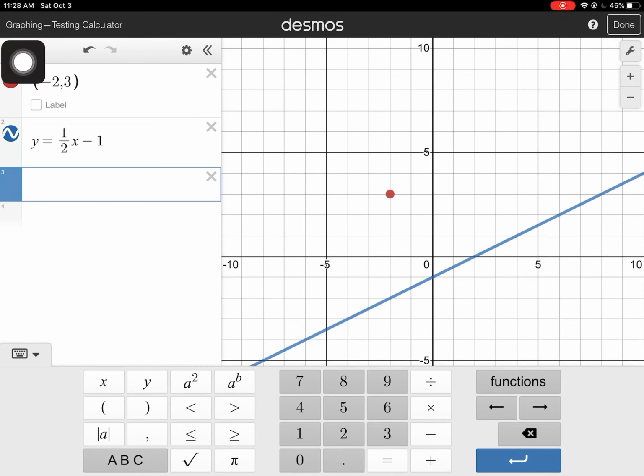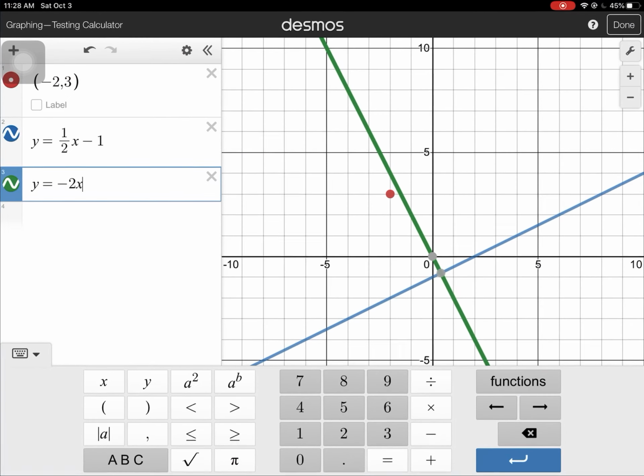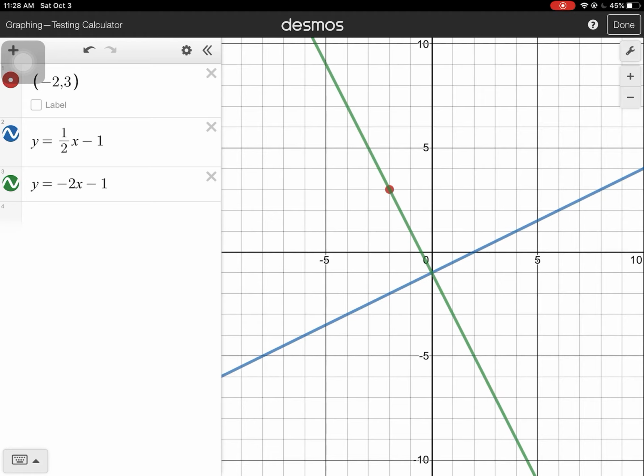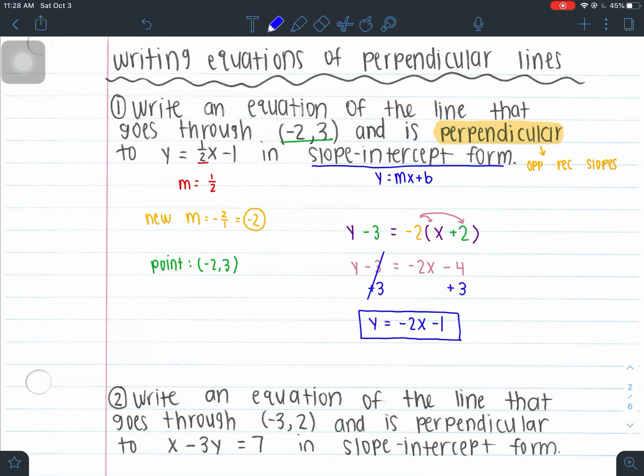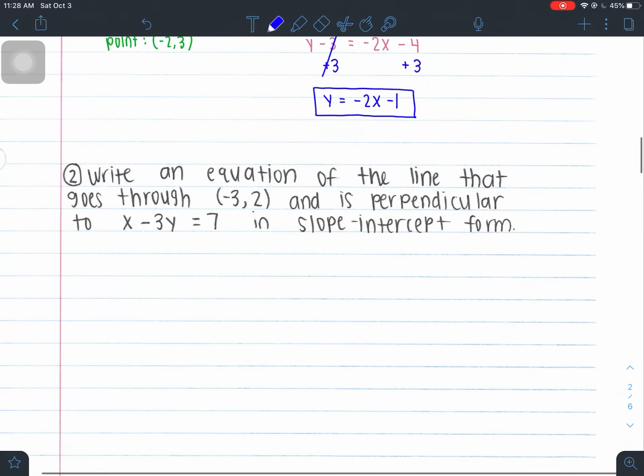So let's check to see if the equation that we made makes sense. We have y equals negative 2x, and then what was the other part of it? Minus 1. And if you look, the green and the blue lines are perpendicular to each other, and your green line goes through the red point, which they asked you to do. So that's essentially what we're doing today. It's the same exact process as the day before, except you're not using the same slope, you're using a different one. Moving on to number 2.